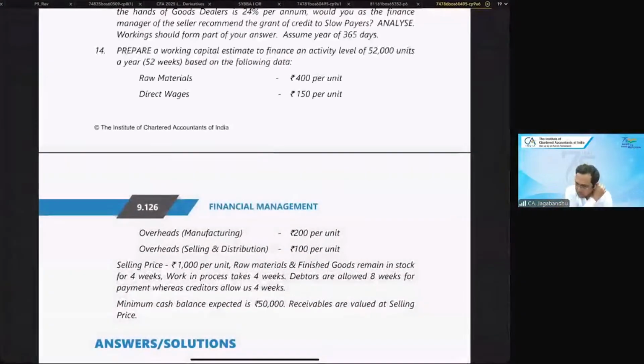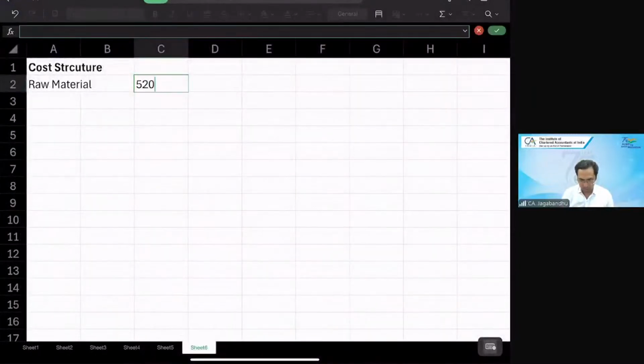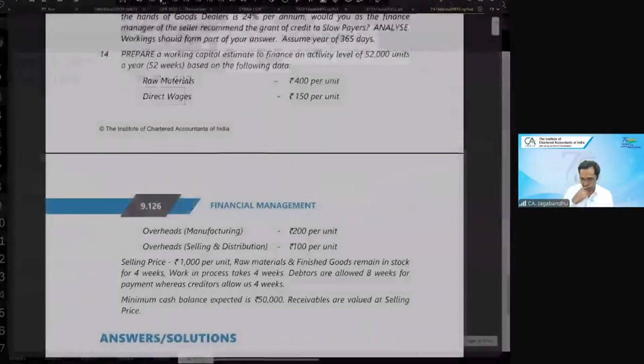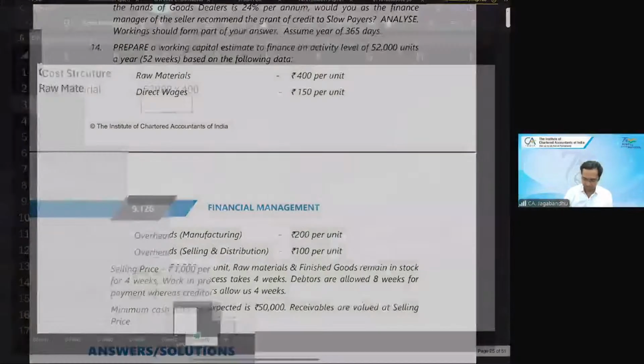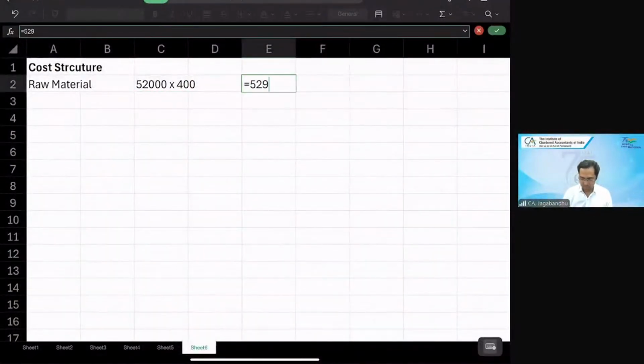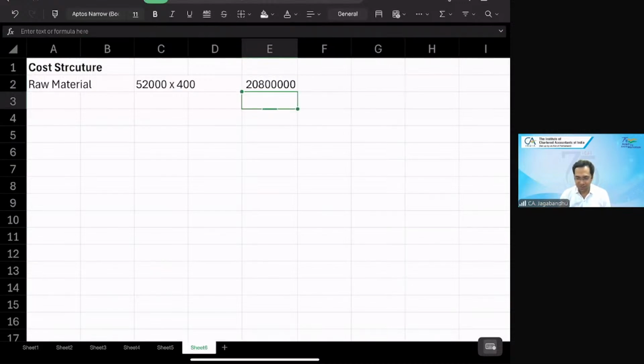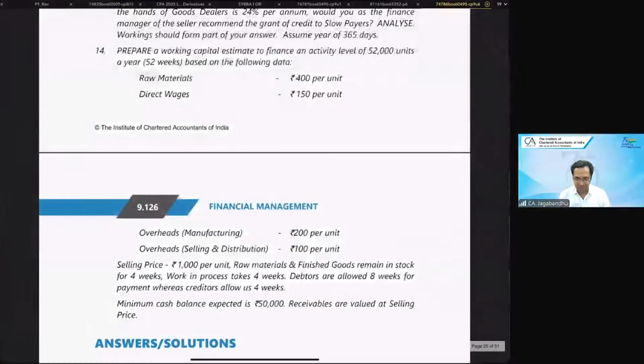So raw material is 400 per unit and activity level is 52,000. So this is going to be 52,000 into 400. That's the raw material.